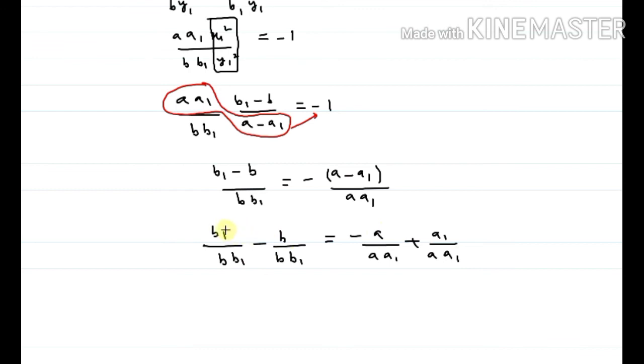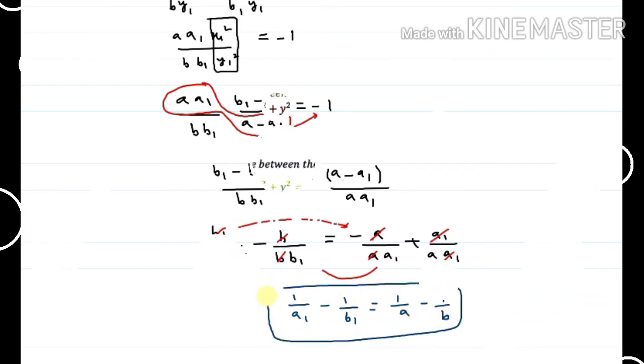So some terms cancel here. Now bring this term to this side and this term to this side. The final answer will be 1 by a1 minus 1 by b1 is equal to 1 by a minus 1 by b. So this is the final answer.